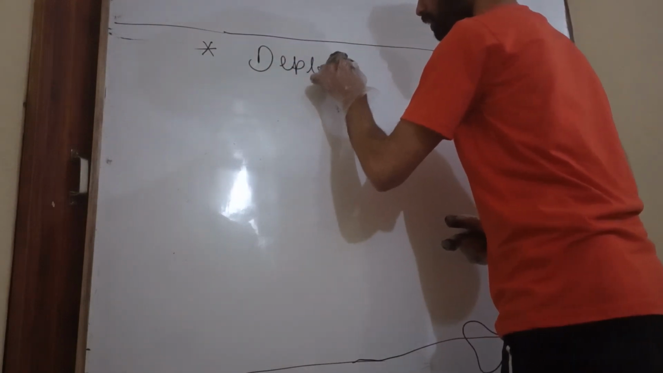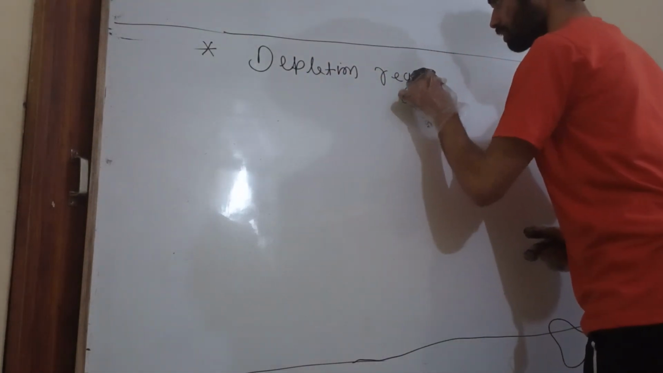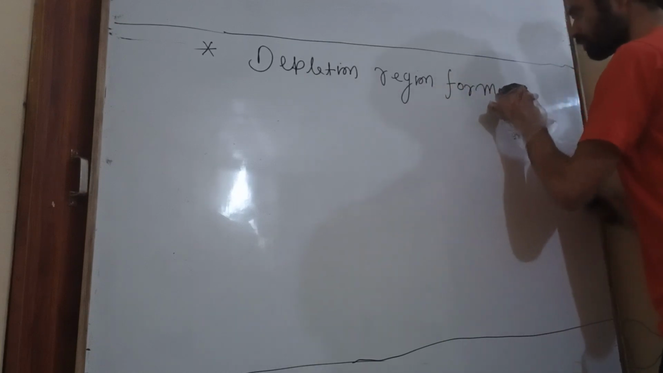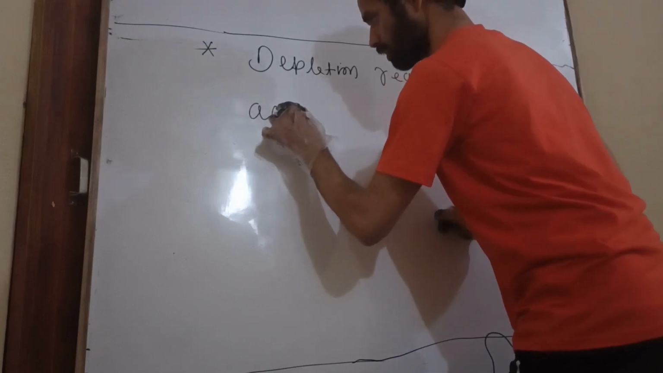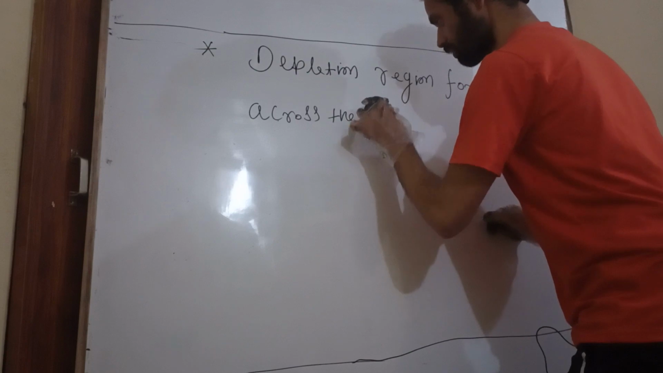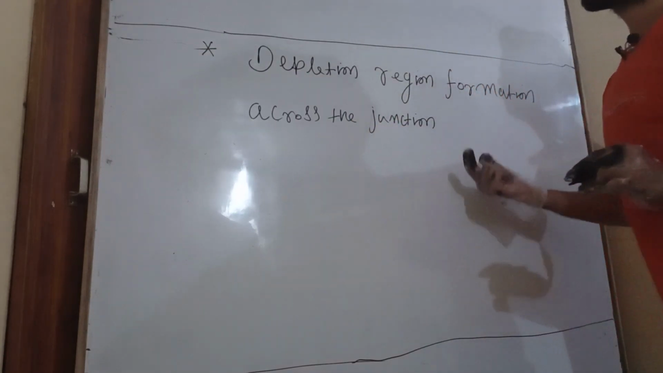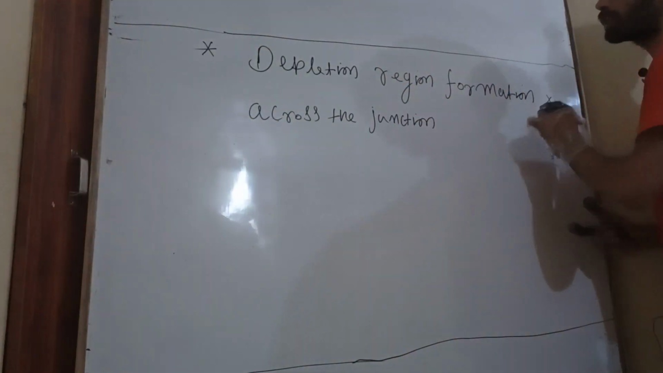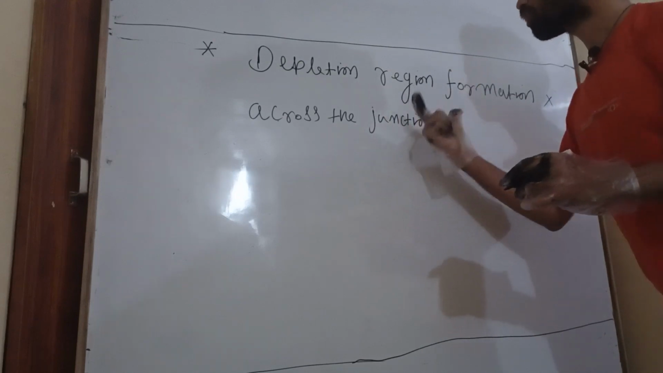Depletion region formation, across the junction. So today we will see how actually this depletion region forms, and why it forms across the junction.